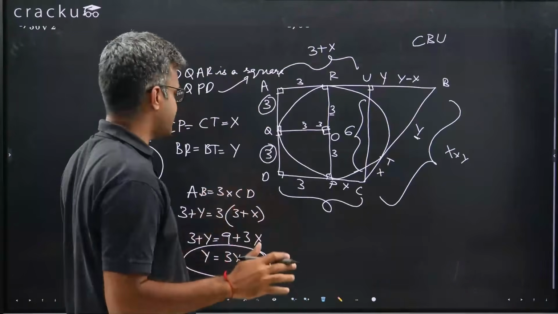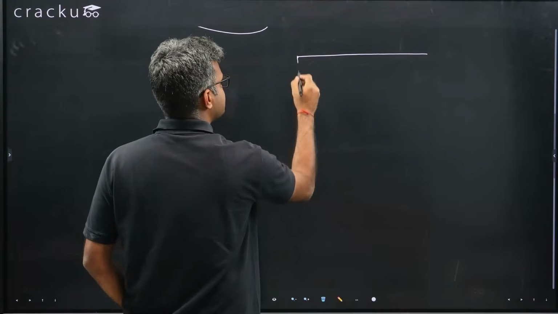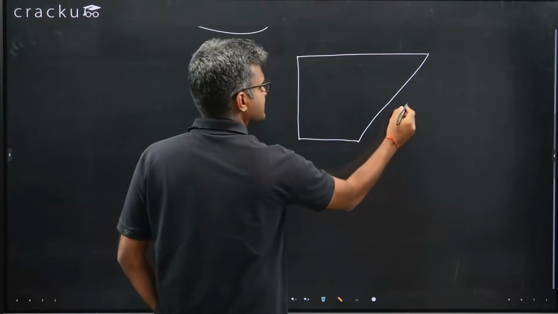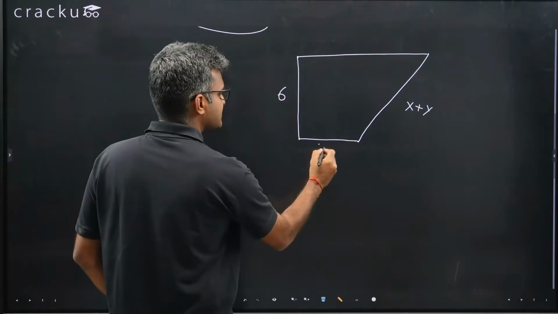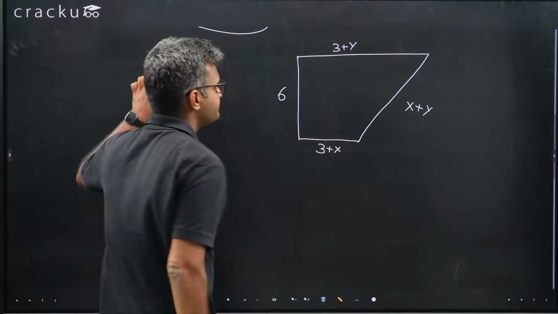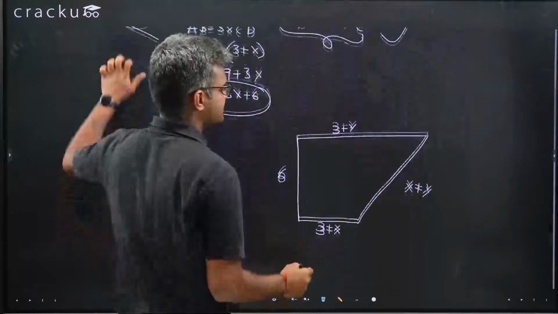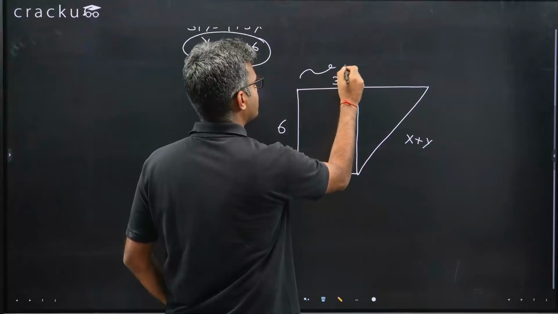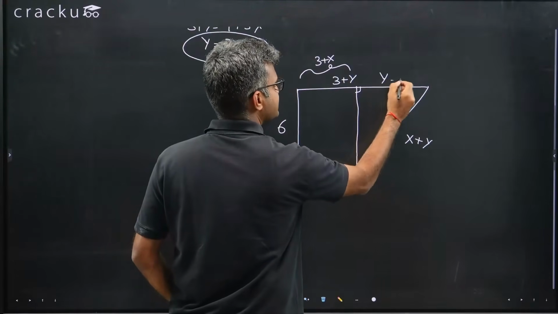Why are we saying y minus x? Just to avoid any confusion, let us just draw the trapezium. This is the trapezium like this. This length is x plus y. This length is 6. This length is 3 plus x. This length is 3 plus y. This is the trapezium that we have. So if you're drawing a perpendicular like this, the small part will be 3 plus x. Therefore, this part will be y minus x.